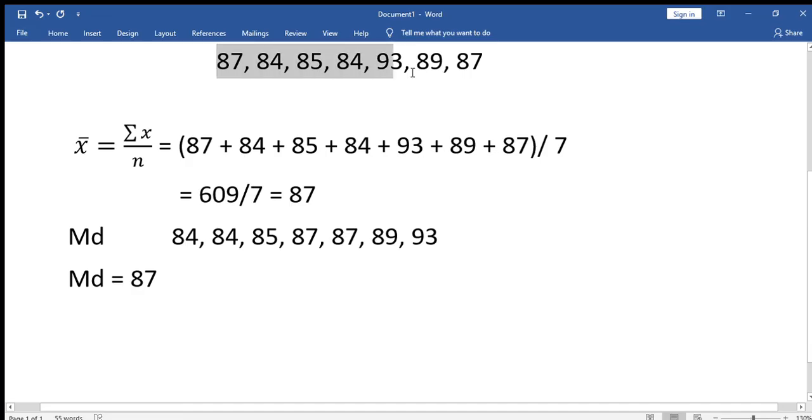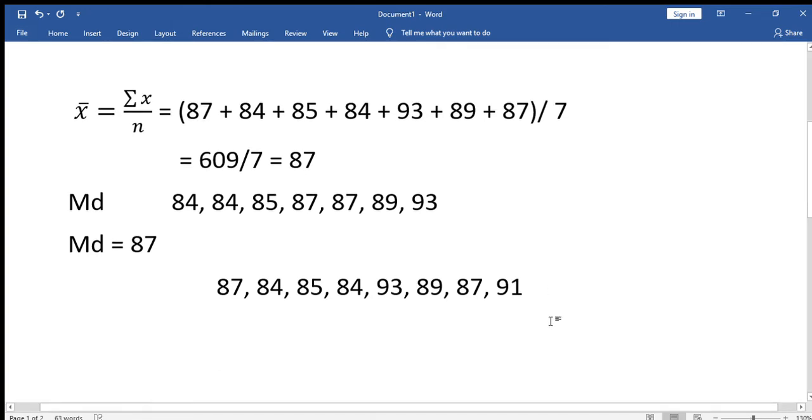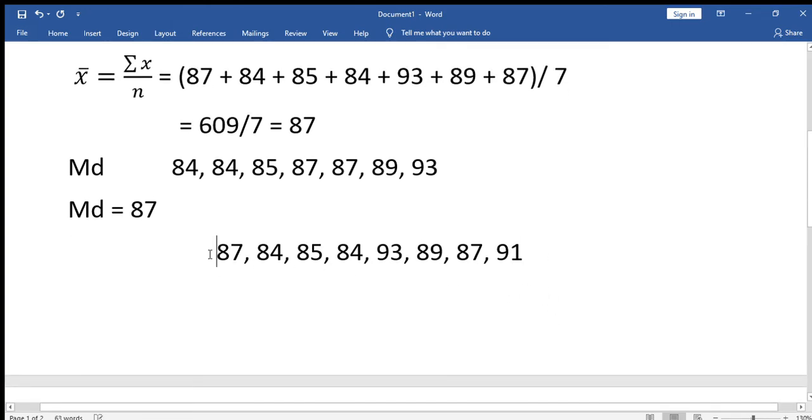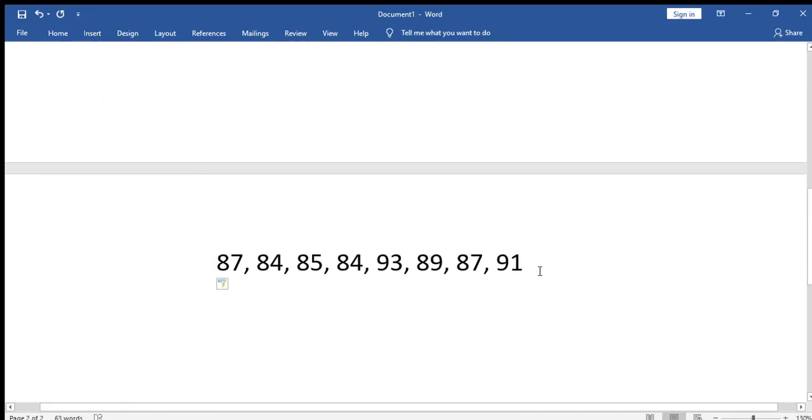I am going to use still the same data set. We are going to find out what's the median of this data set. Now, let us assume putting another score. Let's say we have 91. We are going to find out the median of this. So getting the median of this, as what I mentioned earlier, we are going to arrange your data set from the smallest to greatest, or following your ascending form.